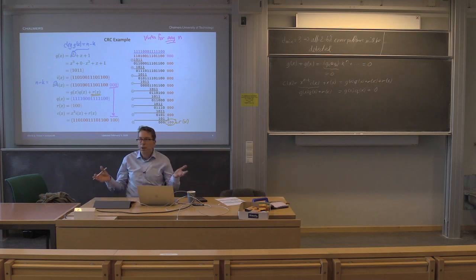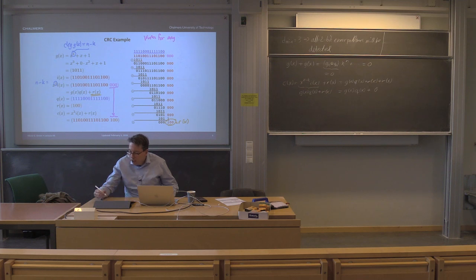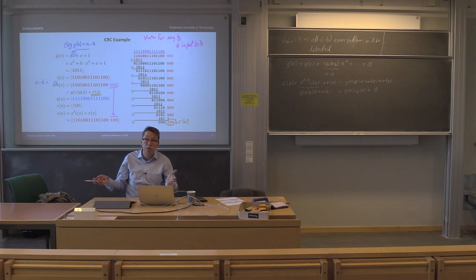Okay, so this procedure does not say, okay, you can only have 16 output bits or something like that. It works for any n, okay? Or rather, let me correct that, it works for any k number of input bits. Okay. So g of x only tells us what n minus k is. It doesn't tell us what k must be. Okay. So this is good. We can put CRCs on any length input as we like.